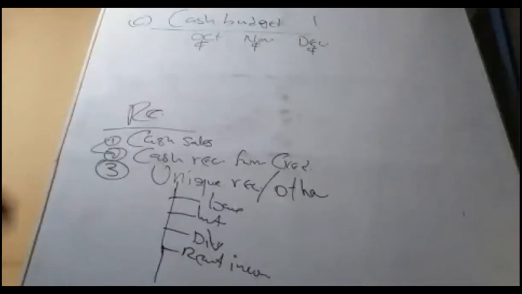The time that you are going to receive the money is where you have to record it under the cash book. For cash book, you are using what? The cash basis.